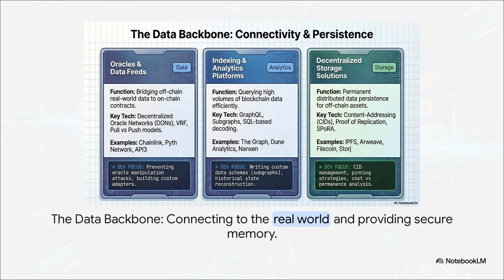Then you have indexing platforms, like the Graph. This is basically the building's directory or concierge. It helps you find any piece of data anywhere in the building super fast. And finally, you've got decentralized storage, things like IPFS or Arweave. This is the building's fireproof, tamper-proof vault. It's the secure archive where the building's memory is stored forever.